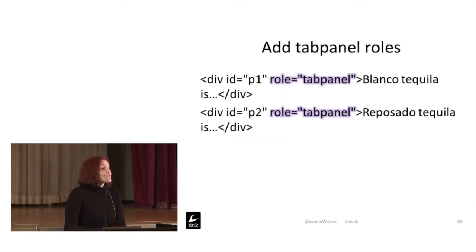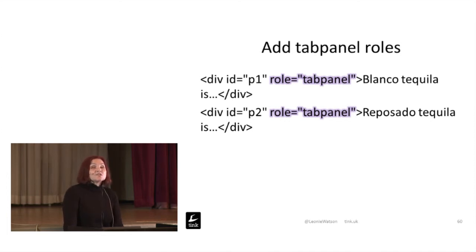We add the tab panel role, and we do this to the divs containing each of the panel contents for the tabs. And again, this just overwrites the semantically neutral div element and says, instead of just ignoring this and treating it like plain text, let screen reader users know that it's content for a tab. It's just a tab panel.